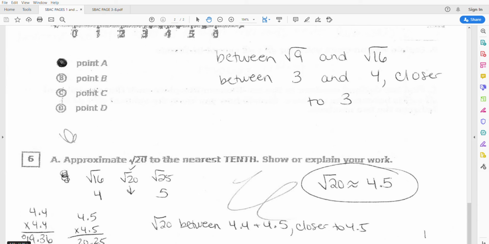So I know 4.4 times 4.4 is 19.36. 4.5 times 4.5 is 20.25. So the square root of 20 is going to be right in between these two numbers, between 4.4 and 4.5, but it's much closer. It's only a quarter away from 4.5. So you can say the square root of 20 to the nearest tenth is approximately 4.5.